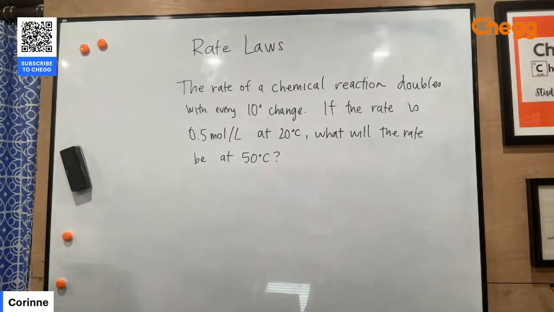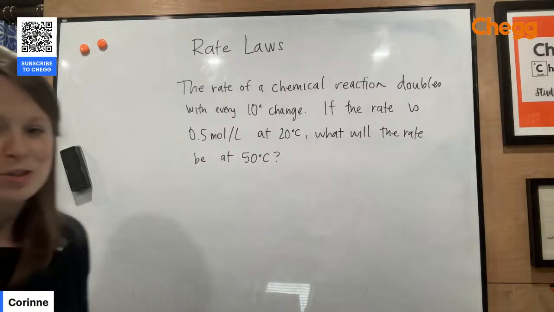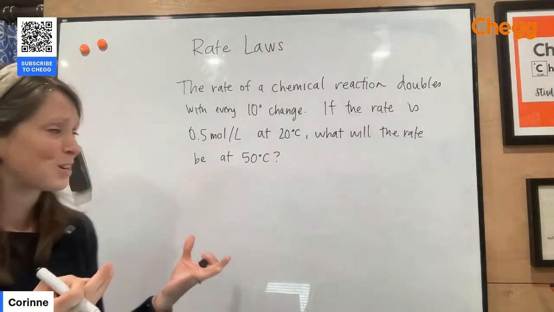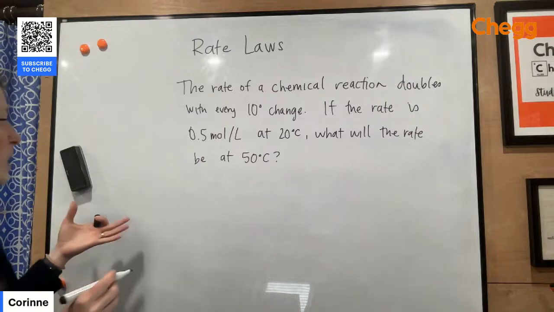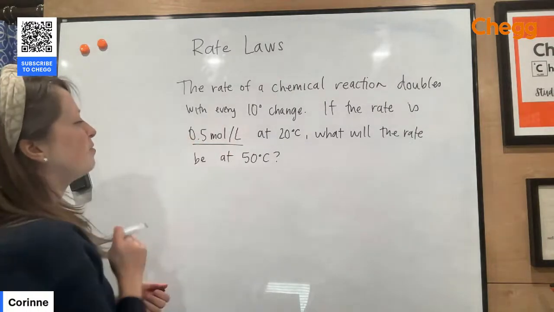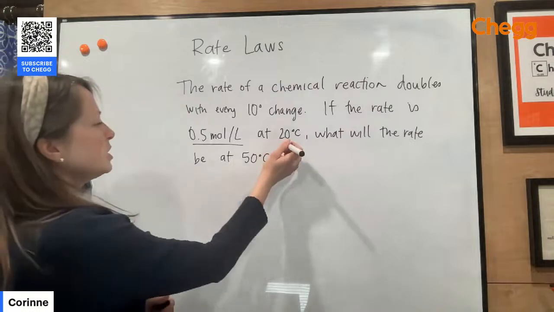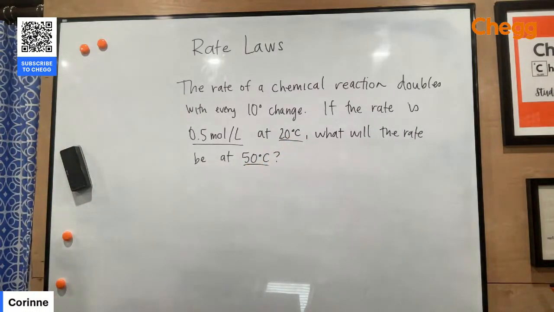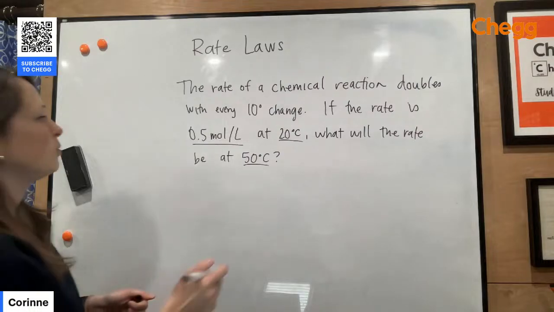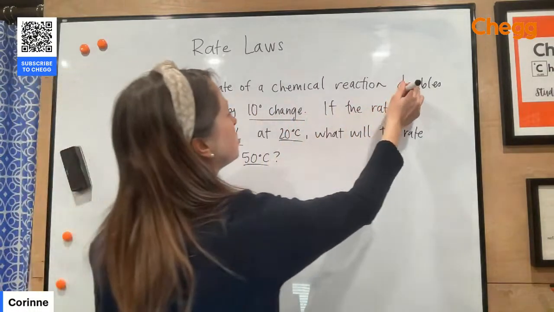So looking at this, again, hardest part is just like deciphering some of these questions. What do we know? What are we given in the problem? What do we need to find out? All right, so we know our rate is 0.5 moles per liter. We know our initial temperature is 20 and our final temperature is 50. We also are given that the rate doubles with every 10-degree temperature change.